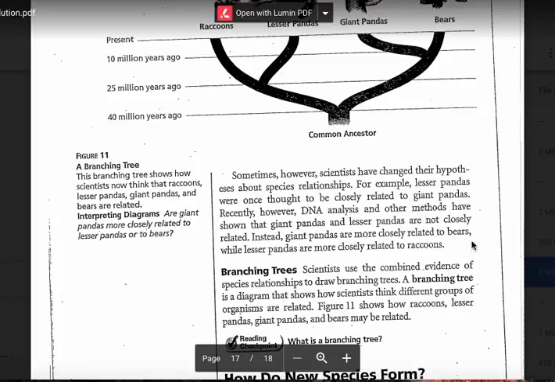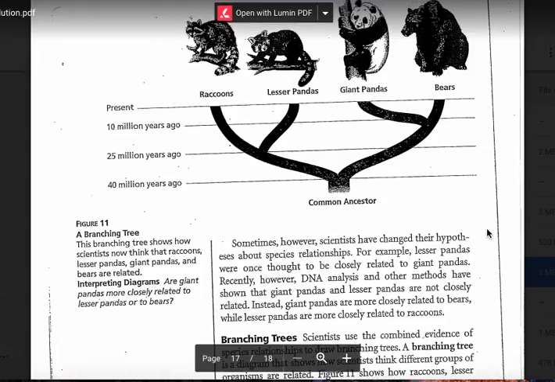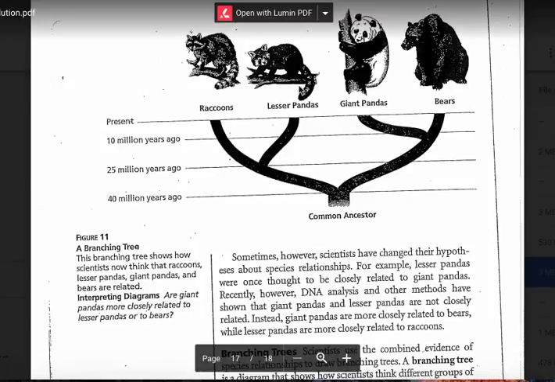Sometimes, however, scientists have changed their hypotheses about species relationships. For example, lesser pandas were once thought to be closely related to giant pandas. Recently, however, DNA analysis and other methods have shown that giant pandas and lesser pandas are not closely related. Instead, giant pandas are more closely related to bears, while lesser pandas are more closely related to raccoons. I mean, it makes sense. Look how much they look alike. That makes sense.